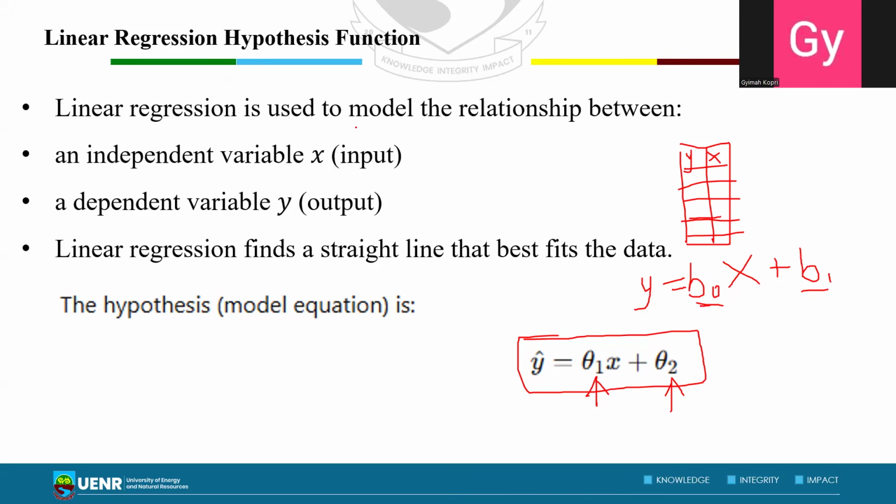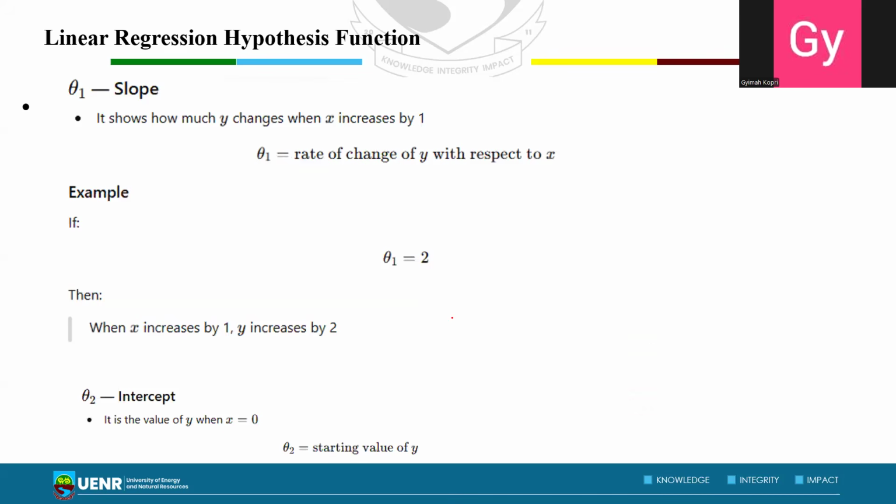So we say linear regression is used to model the relationship between an independent variable and a dependent variable. We've done that. The independent one is the one that we put inside the equation to solve for the output, which is the y. So linear regression finds a straight line that best fits the data. You have to memorize this equation very well. Y hat is always equal to theta 1 multiplied by x plus theta 2. So this is the hypothesis equation for linear regression under machine learning.